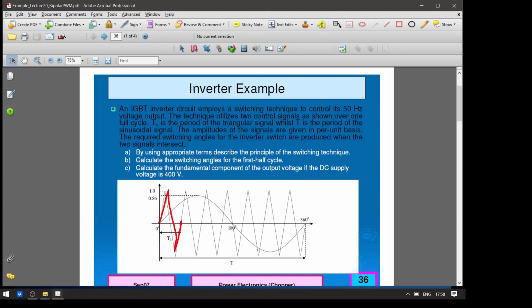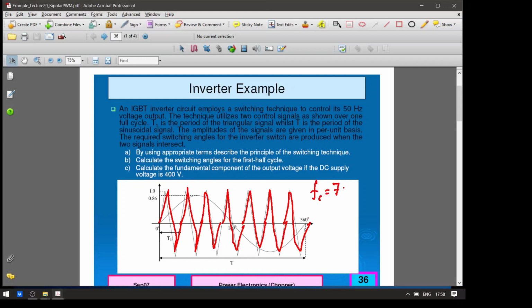1, 2, 3, 4, 5, 6, and 7. So we know that Fc is 7 times faster than F1, sorry, so the carrier is faster than the modulating signal by 7 times. So the frequency ratio equals what? Fc over F1 equals 7. Okay, the frequency ratio equals 7. So this is a thing that you need to mention.